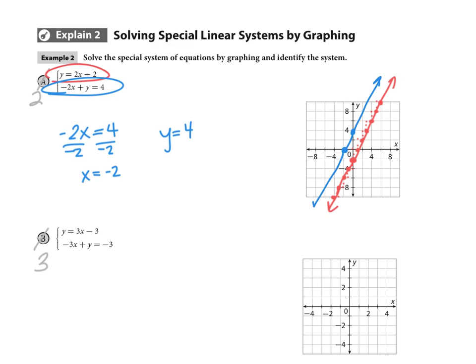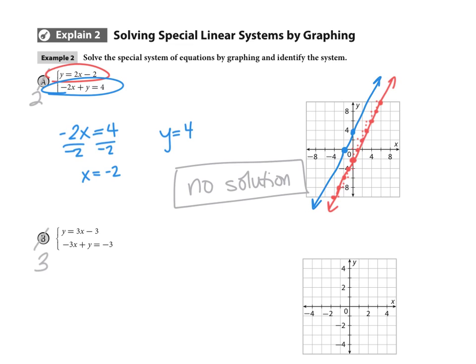you're going to kind of see a problem. Remember, we're looking for the point of intersection, and if you notice, these aren't crossing anywhere. So if there's no point of intersection, here we're going to say this system has no solution. What that means is there's no value for x and y that I can plug in at the same time and make both equations true.